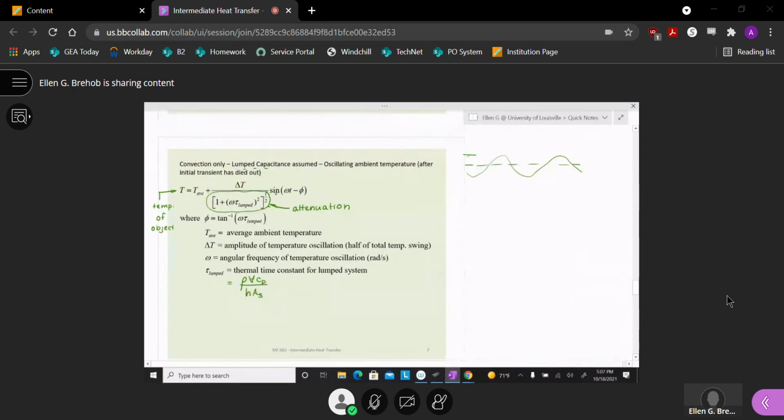Then this last term, sine omega t. So this is my angular frequency, how my temperature is oscillating, but this is the phase shift.